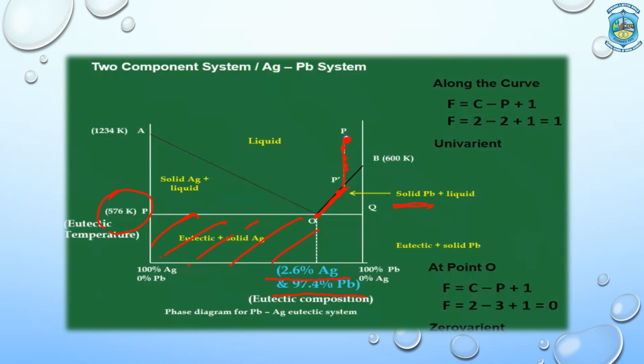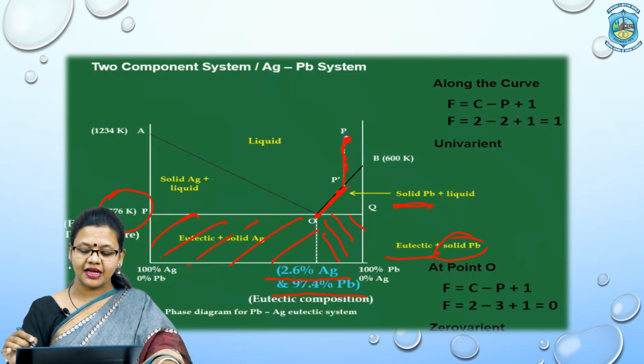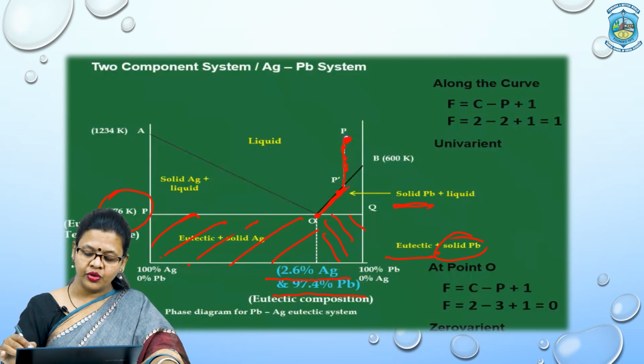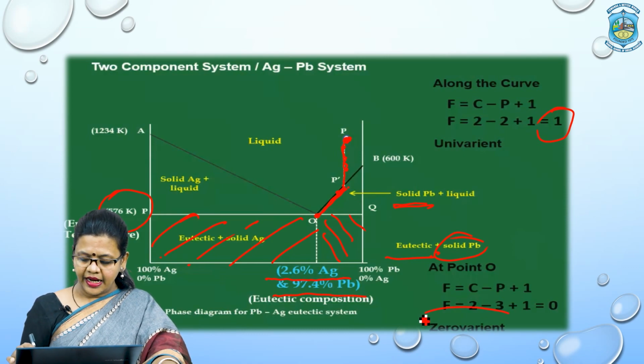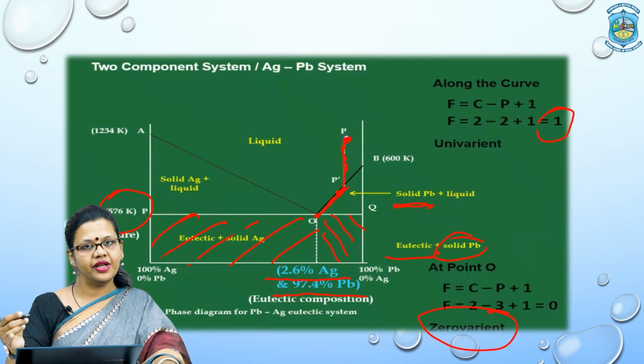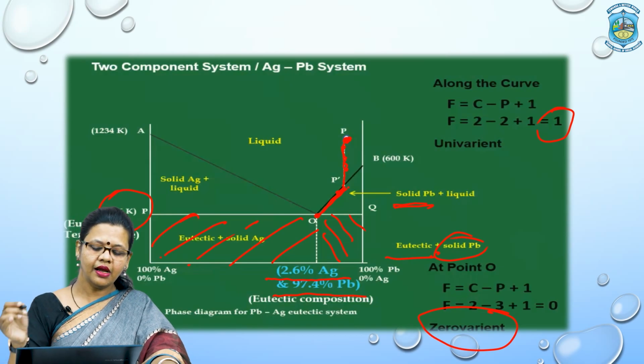When I am talking about the eutectic mixture, I am talking about a mixture with the composition 2.6% silver and 97.4% lead. Along with that, solid silver is present in this region, and on the other side is the region where the eutectic mixture is present along with solid lead. So, one region is eutectic with solid silver and the other is eutectic with solid lead, and we have already discussed that the curves are univariant, the point is invariant, and the areas, if we apply the phase rule, will be bivariant.